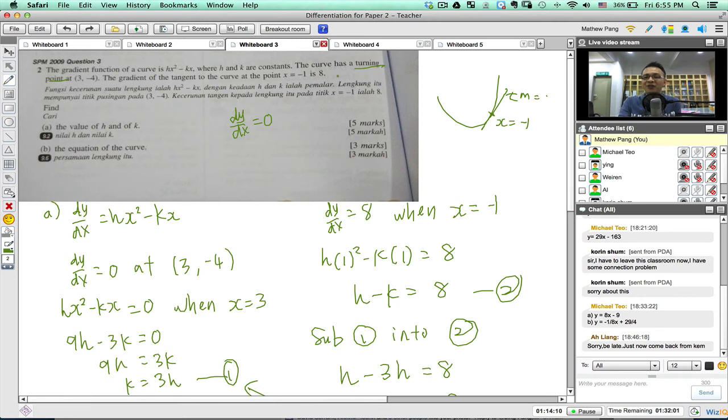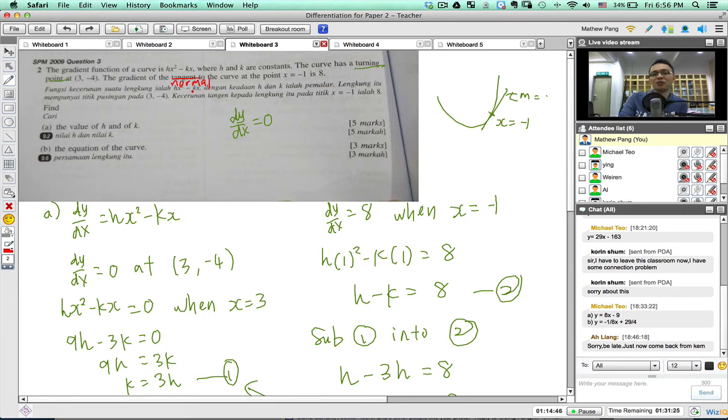So of course, first you must understand the meaning of turning point. After that, you must understand the meaning of gradient of tangent. If the examiner wants to trap you, he can change this to gradient of normal. Then I guess a lot of students will get it wrong. Okay, let's say I change it myself, so you can understand this further. I change these words to normal. Then how do we solve this question?